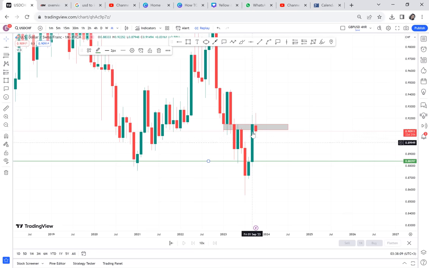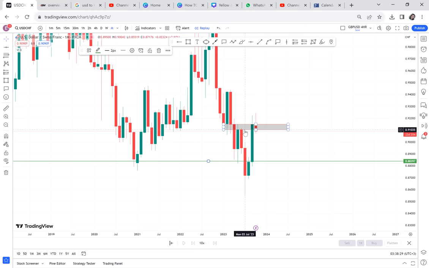Why? Because of this momentum candle. Previous month, the market bought very well. So selling this market is going against the trend. Because first of all, if we have to sell USDCHF, we need WBB, wait for red candle, put a box, all those things, wait for an engulfing.